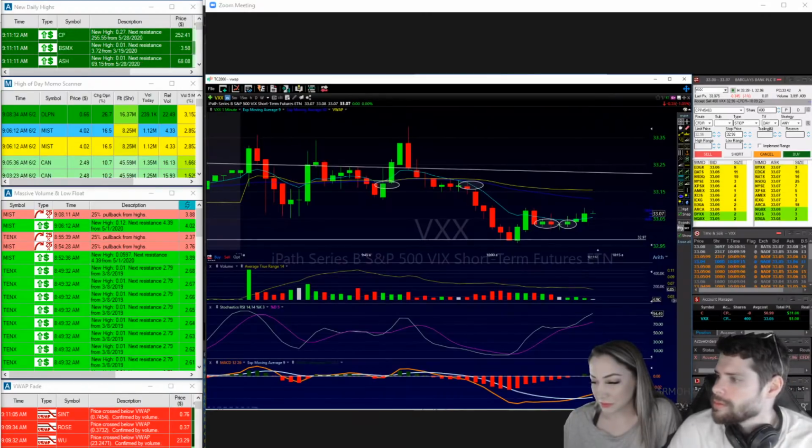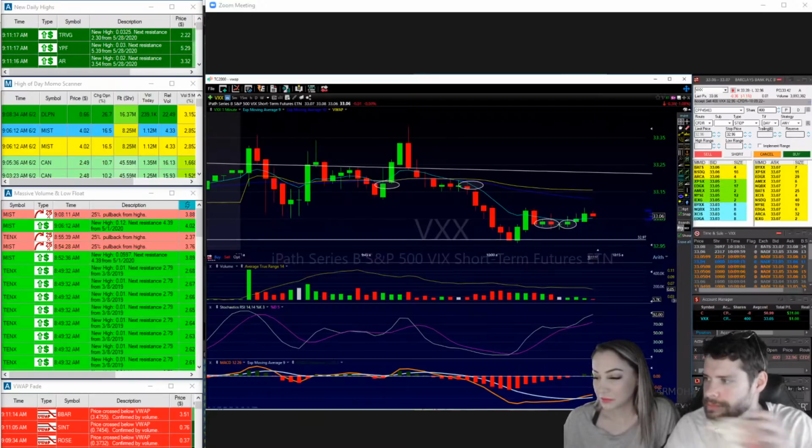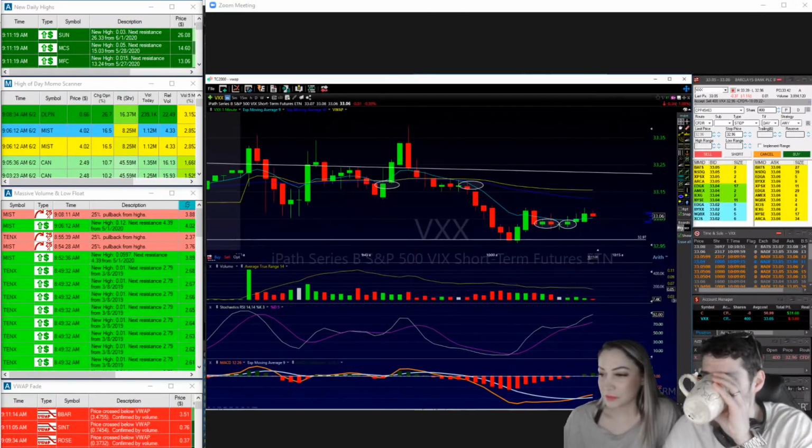All right, let's see if we get a flip here in the SPY down. Keep seeing it hold that resistance of the 306.60s. Let's see what happens here.